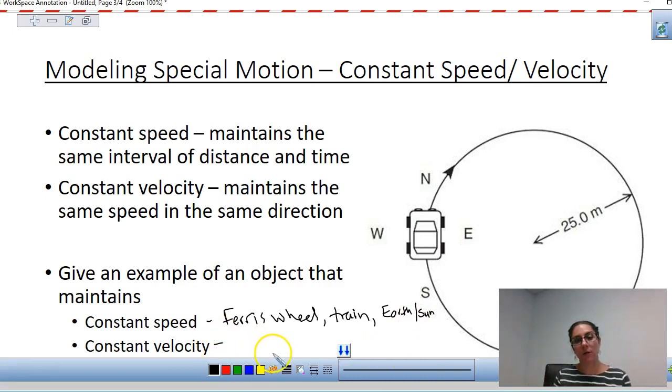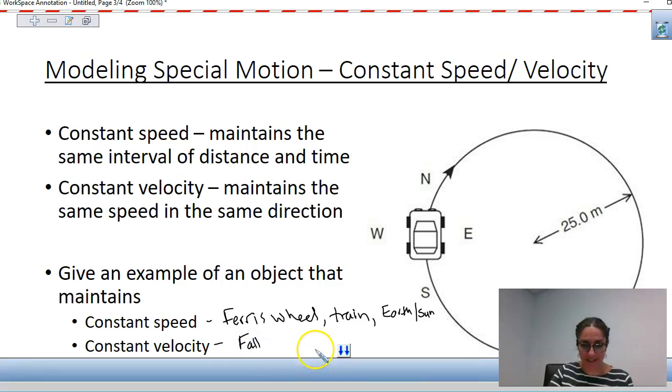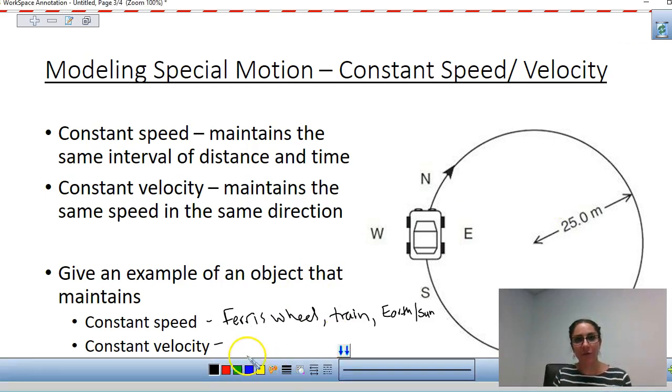Things that actually go at constant velocity, something that might do that is a falling object. Careful, I'll say terminal velocity. That's not necessarily true in general. When you hit terminal velocity, you fall at a constant rate, but you're falling downward. So that's a constant fall.